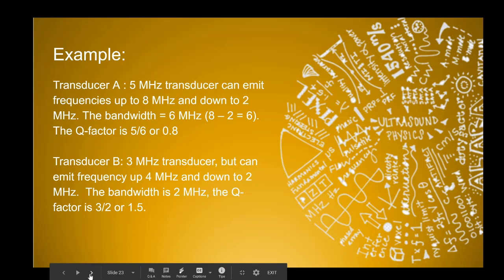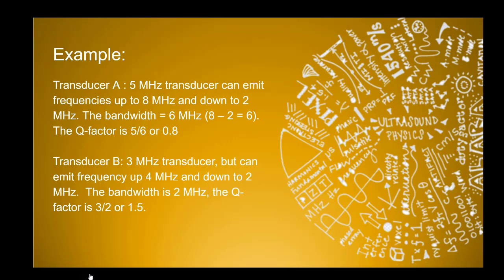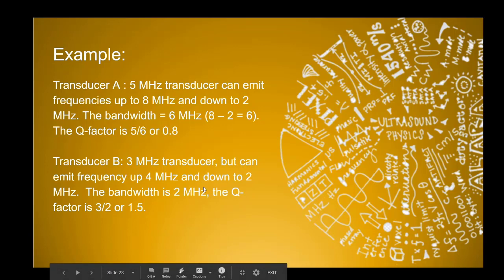So here's an example. We have a transducer A that is a 5 megahertz transducer. So that's its main frequency, that's its resonance frequency. And it can emit frequencies up to 8 megahertz and down to 2 megahertz. That means that the bandwidth is 6 megahertz because we're subtracting 2 from 8 to get the 6. And then the Q factor will be 5 divided by 6. Our second transducer is a 3 megahertz transducer but emits frequencies up to 4 and down to 2 megahertz. The bandwidth on this one is 2 megahertz and the Q factor is 3 divided by 2 or 1.5.